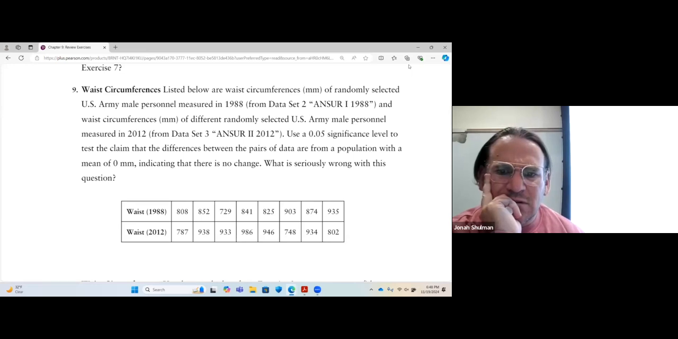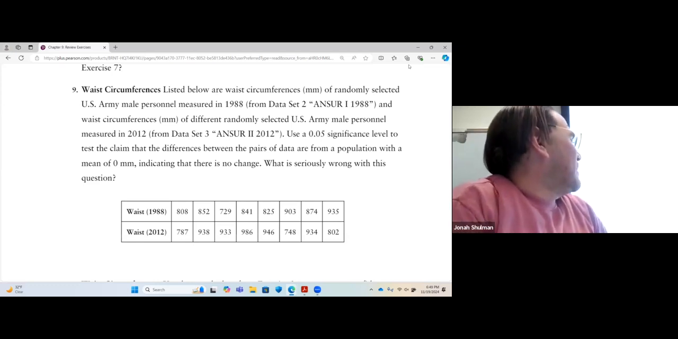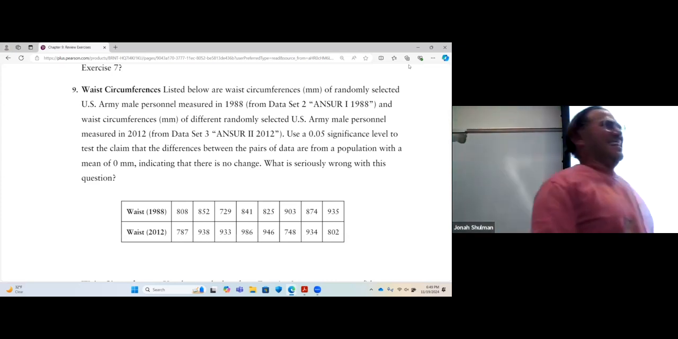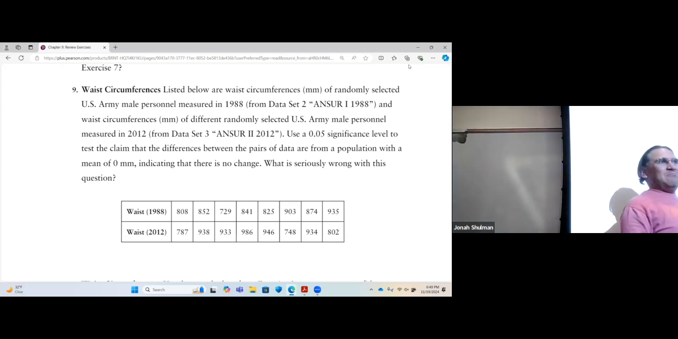What is seriously wrong with this question? They're different people, right? Because they want us to do a paired test. Yeah, but there's still army people from the army, right? I feel like the book is kind of throwing us off. I think what's wrong with this is they want us to do a paired thing over time, but I promise you the people from 1988 are no longer in the army in 2012. Yeah, these are different humans.